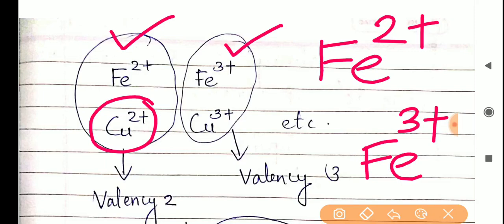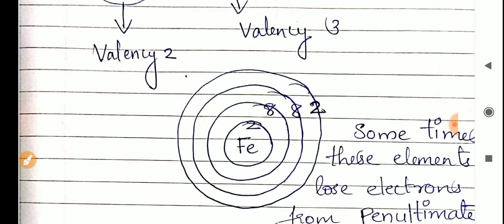This is not the definition of variable valency. The variable valency definition I am going to explain now. Some elements or some atoms show more than one valency. That phenomenon is known as variable valency, and the proper definition of variable valency is, see in this diagram.